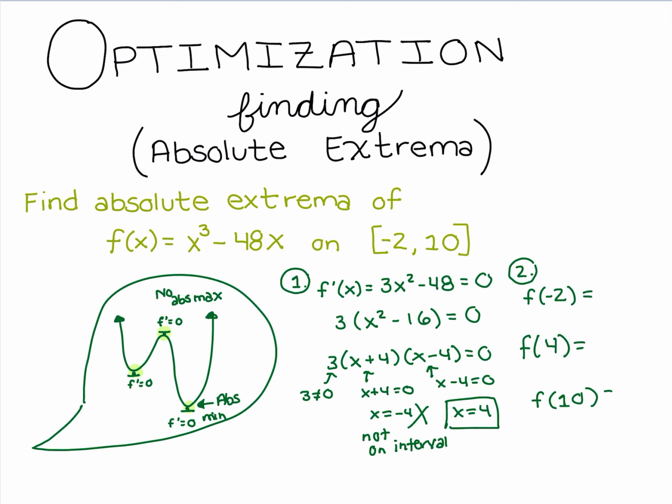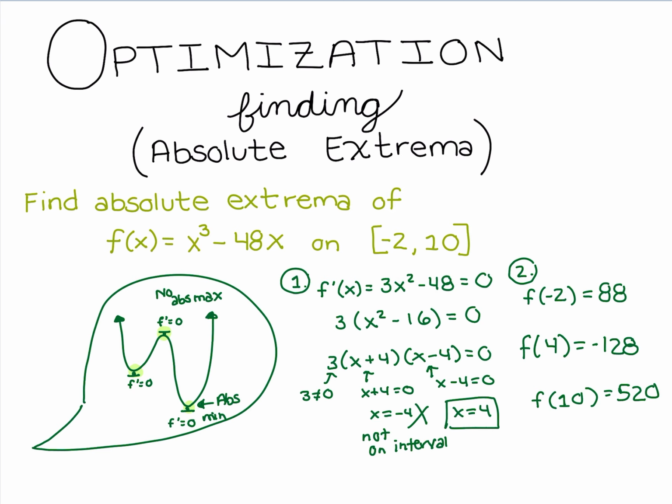So now we're comparing y values, which means we're going to plug in where for y values? Do you plug into that original function or the derivative you just found? The original function gives you y values. So if you plug in f of -2, you get -2 cubed minus 48 times -2, which is 88. Plugging in 4 to that original function, 4 cubed minus 48 times 4 is -128. And then lastly, plugging in 10 cubed minus 48 times 10 is 520.